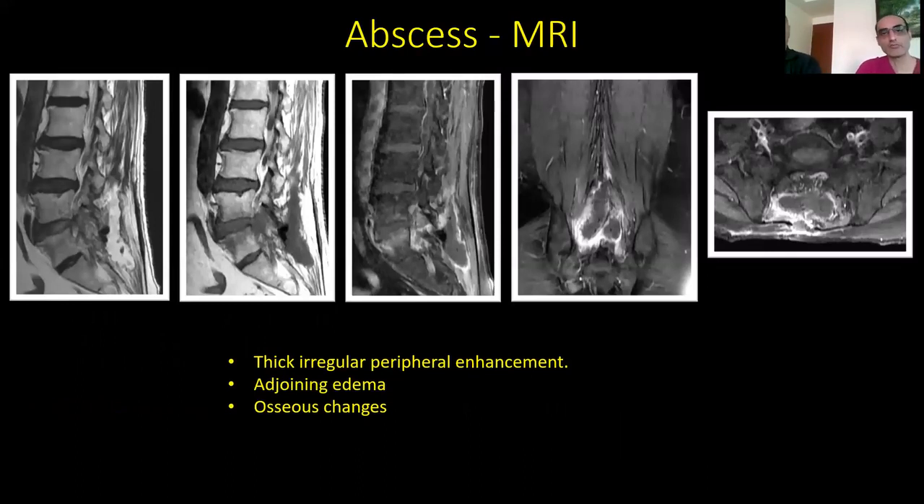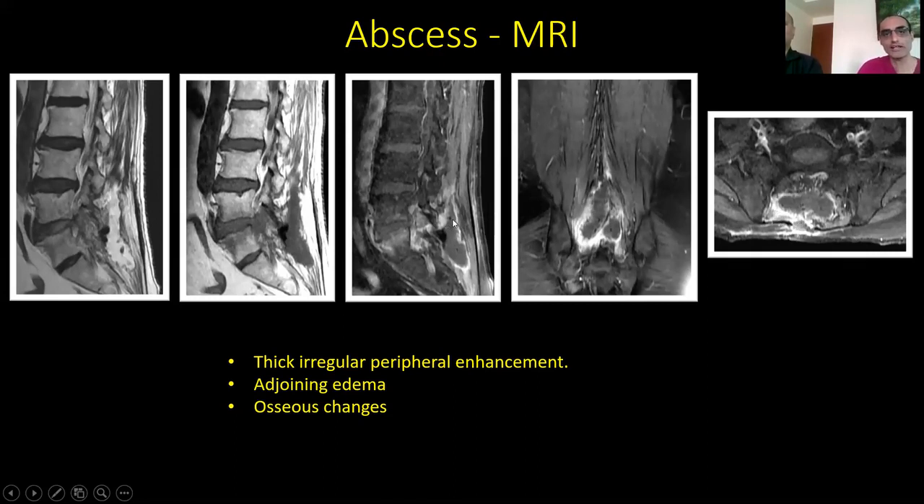Now, like everywhere in the body, the abscess has a very typical MR appearance. It is dark on T1 and it is bright on T2, but because it is a turbid fluid collection, it will not be as dark as the CSF on T1 and not as bright as CSF on T2. More importantly, the main hallmark of an abscess is the post-contrast enhancement. It shows a very thick, irregular peripheral rind of enhancement, and this makes it the most likely diagnosis.